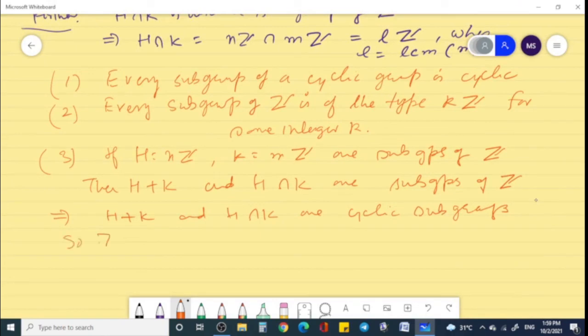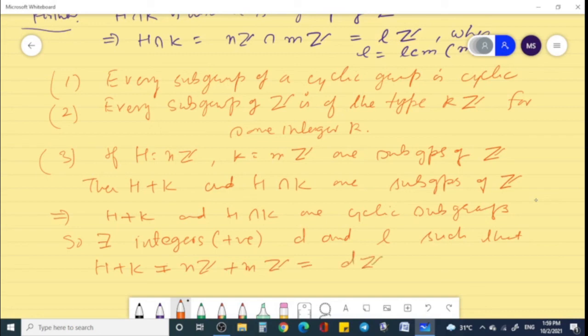And so there exist integers, you can say positive integers d and l, such that H plus K, that is nZ plus mZ, is equal to dZ, d is the GCD of m and n, and H intersection K is nZ intersection mZ, which is lZ, l is the LCM of m and n.